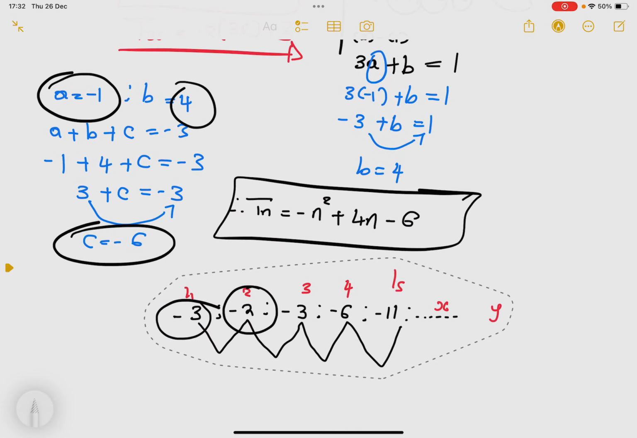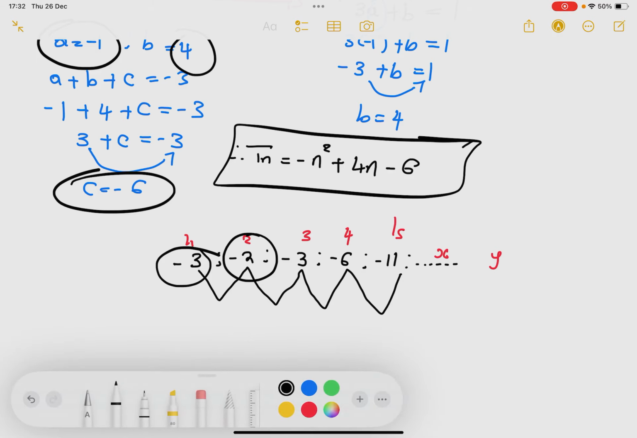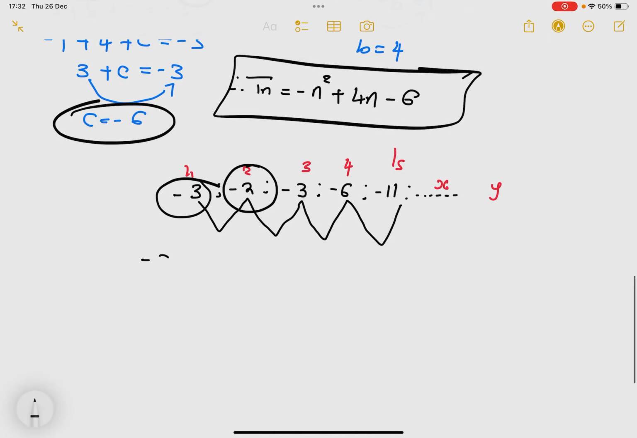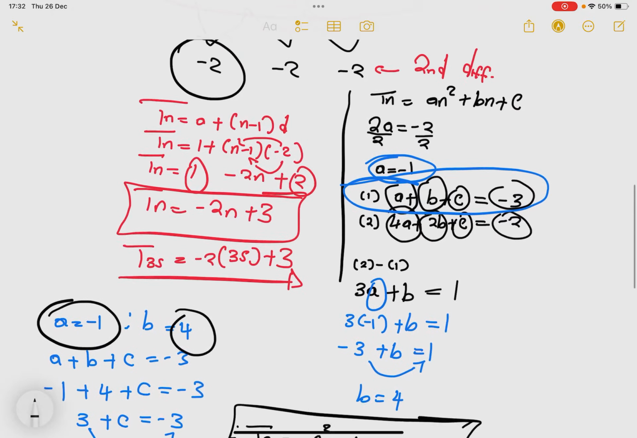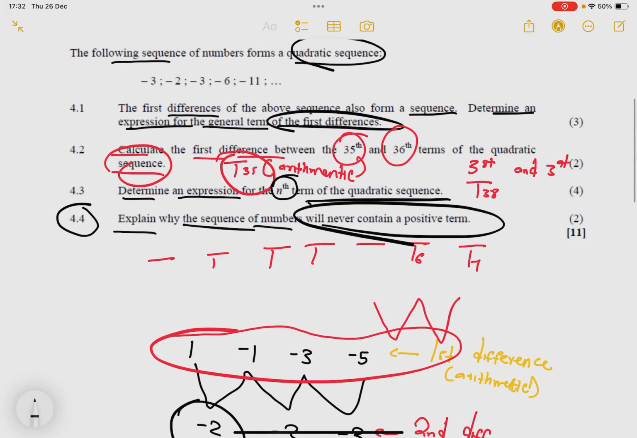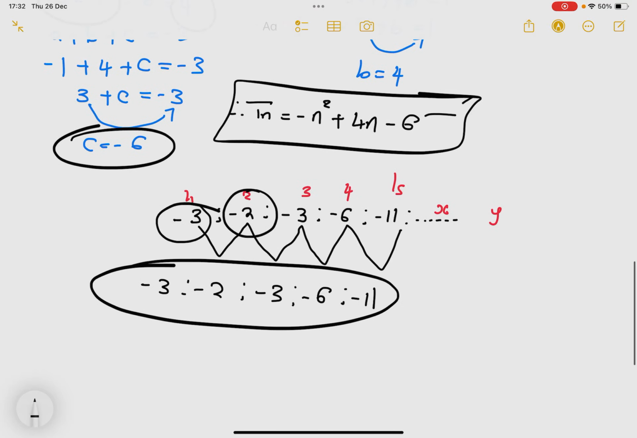So we are having this expression. I just want to copy it down here. We are having this expression to be what? Minus 3, minus 2, minus 3, minus 6, minus 11. You realize this expression is just becoming more negative, right? And the question says we need to explain why the sequence will never contain a positive term. Why is that? Now the answer lies in the Tn.